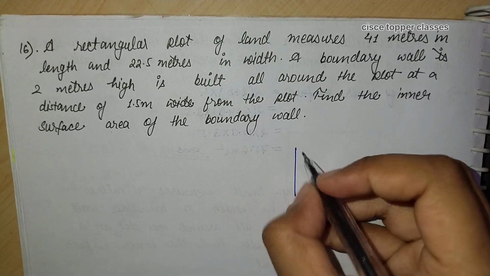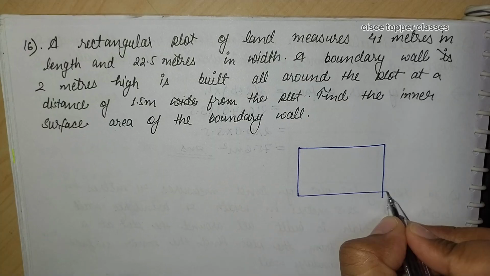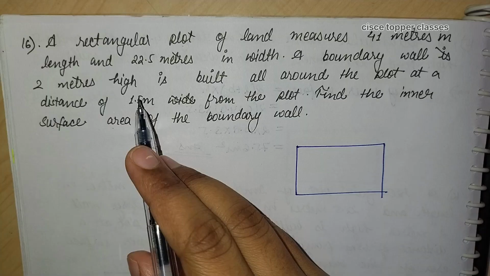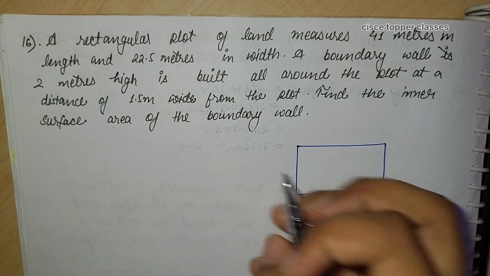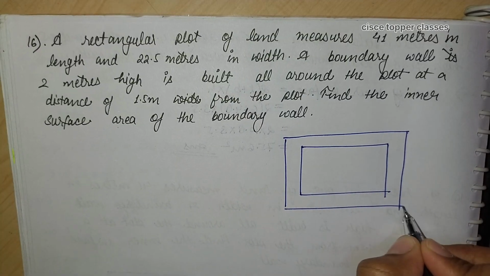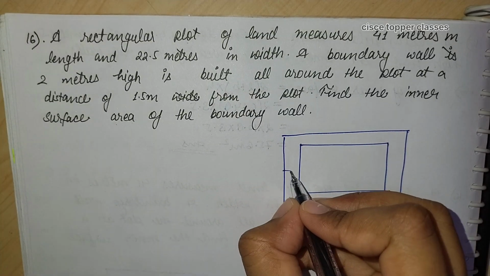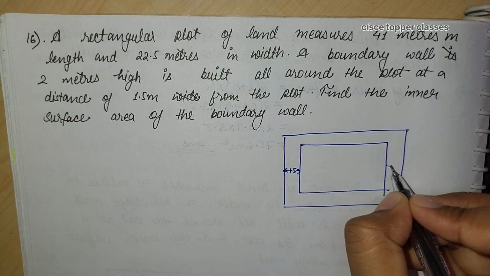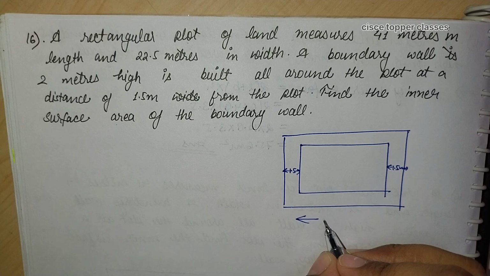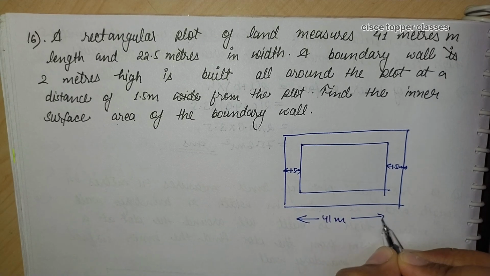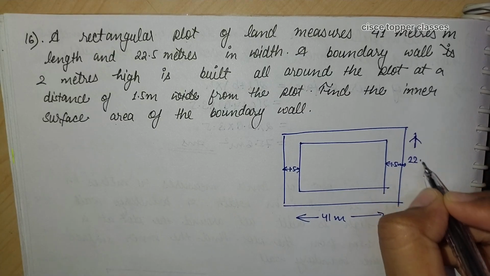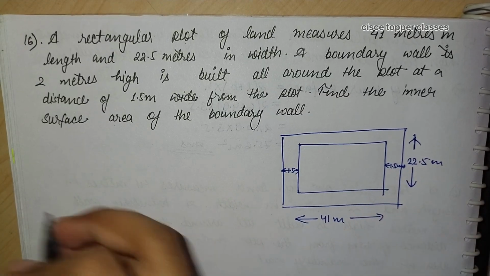So here we can see that the rectangular plot is like this, and we are building a boundary wall 2 meters high all around the plot at a distance of 1.5 meter. So here this is 1.5 meter from the plot, means from everywhere it is 1.5 meter, the boundary wall. And the distance of this rectangular plot is, length is 41 meter and 22.5 meters wide. So this is 22.5 meters wide.